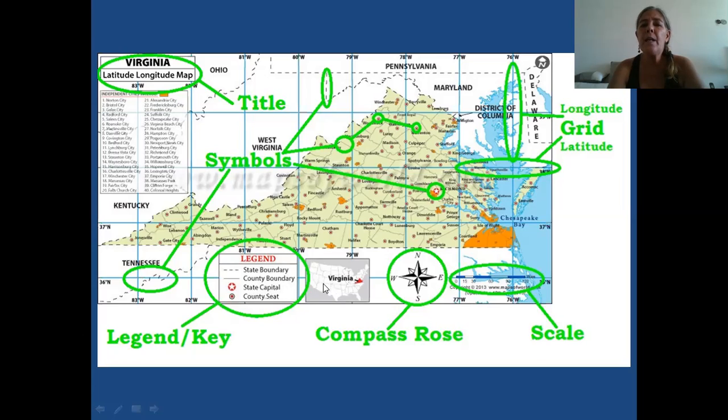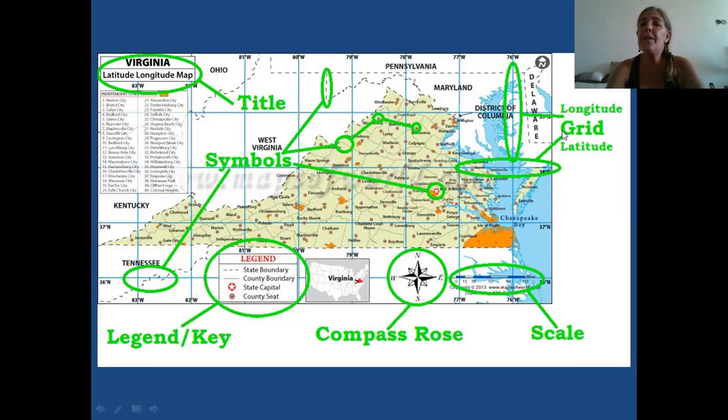Okay. Here we have the inset map. This is an inset so that we can see where Virginia is located within the United States. Okay, so this is a special location indication right here. We have the compass rose right here, like we have in most maps. All right, and here we have the scale, which again is going to help us calculate the distances.